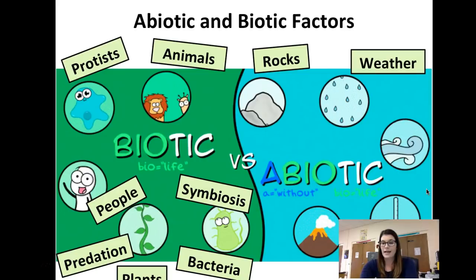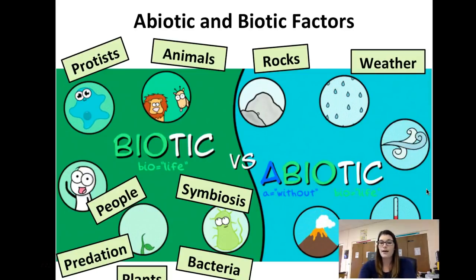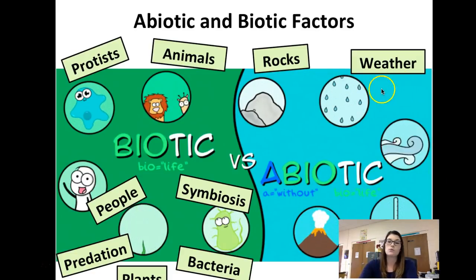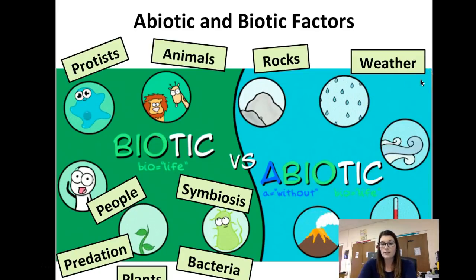Weather is not necessarily a thing, but it is a way in which non-living events affect living things. So if I have a lot of rain or not a lot of rain, or something is really windy or very hot, all of these things affect the way that living things are able to exist in an ecosystem. If I had a drought, which is a long period of time without rain, that would affect the living things.